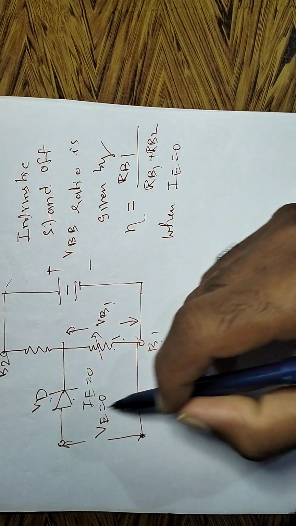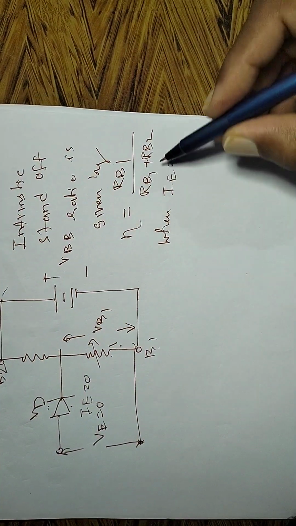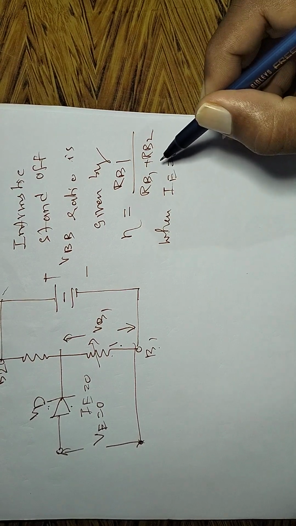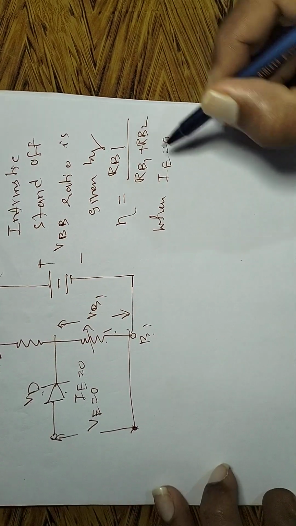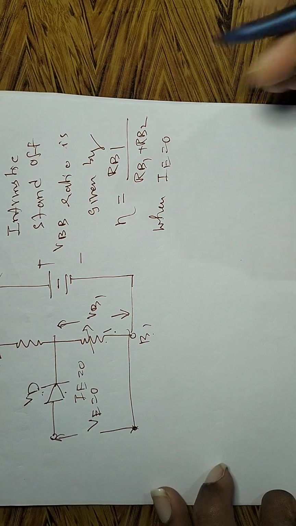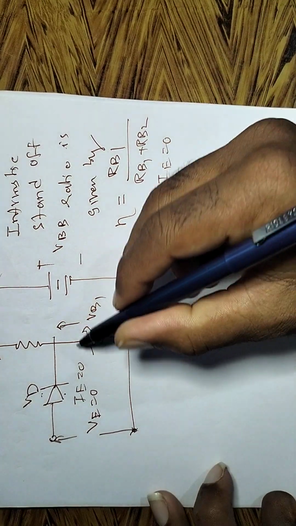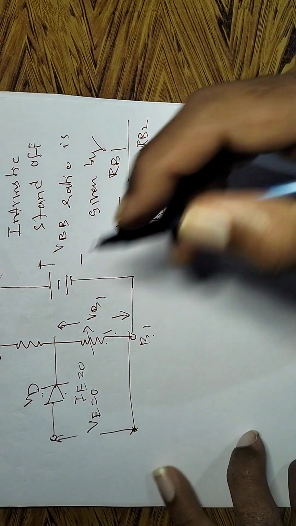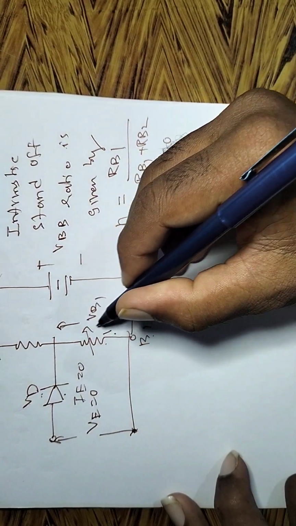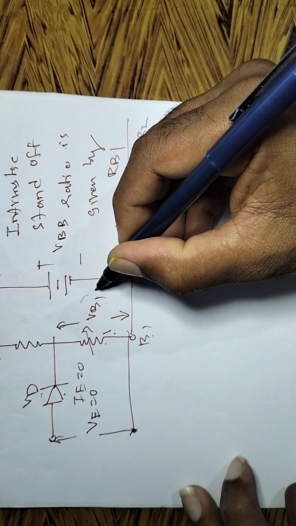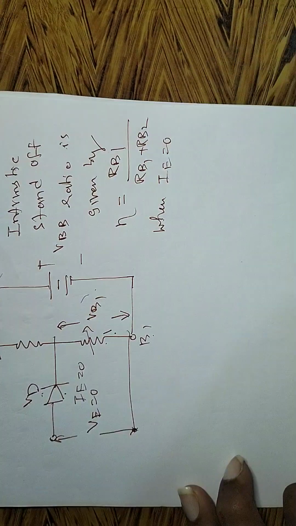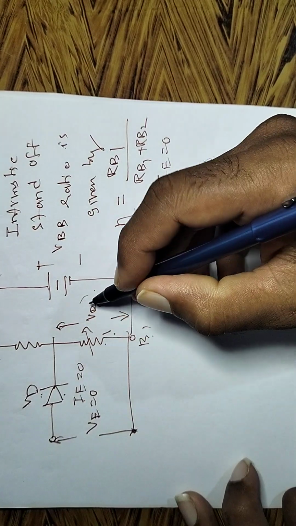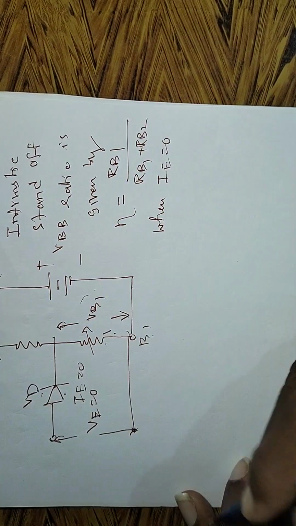So because of this, the intrinsic standoff ratio is eta equal to RB1 by RB1 plus RB2, when the emitter current is 0. Now at this time the VB1 voltage is very high. In that case I want to calculate the VB1 drop across RB2. What is the voltage drop across RB1? What's the value?